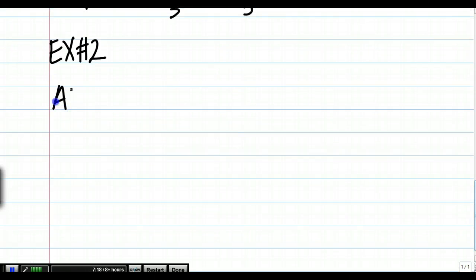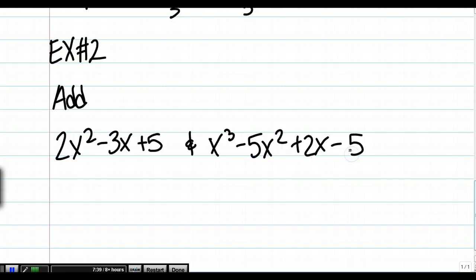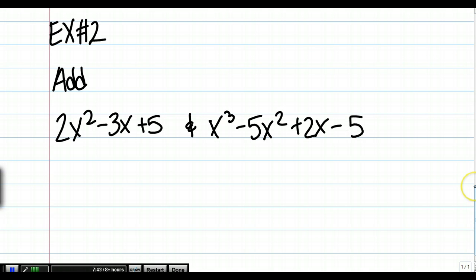The directions say to add. It's going to give you two polynomials: 2x squared minus 3x plus 5, and x to the third minus 5x squared plus 2x minus 5. So you are going to add these two polynomials together, so you're looking for like terms.